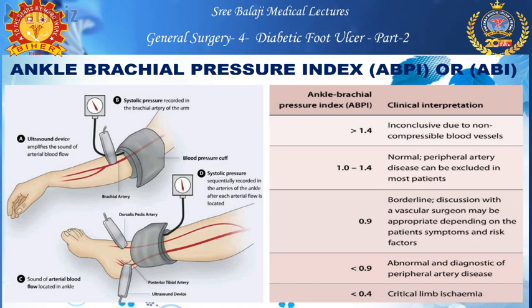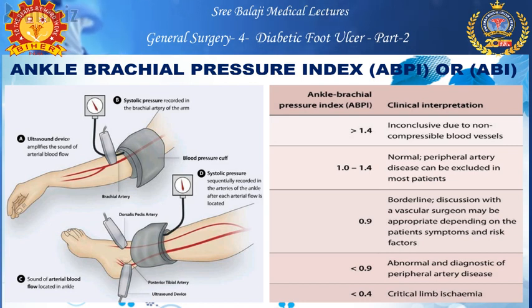Similarly, a blood pressure cuff is tied at the ankle and the Doppler probe is placed either on the anterior tibial vessel or posterior tibial vessel, and the cuff pressure is raised till the point where the pulse becomes absent. The pressure of these two is divided and the values are interpreted as given here.